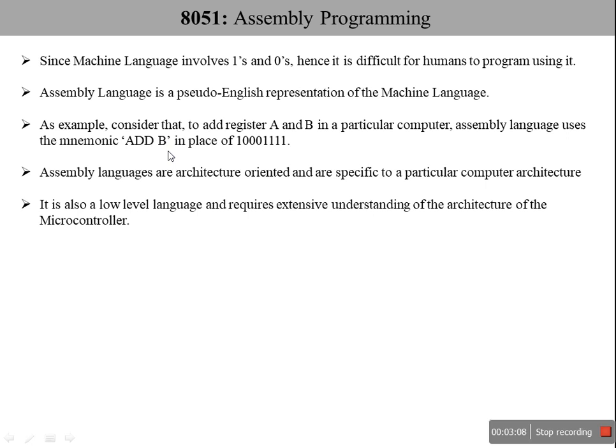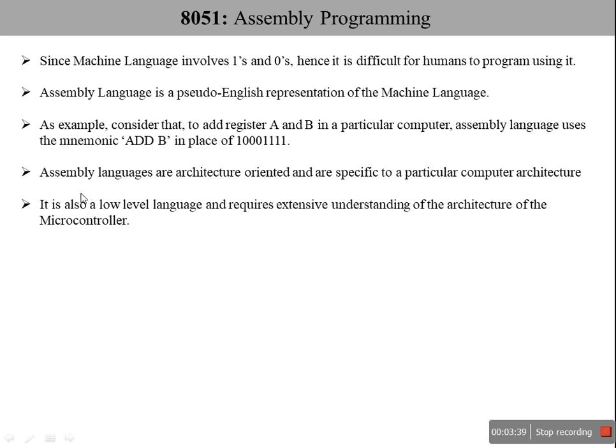Since it is difficult to remember and program using machine language, although machine language is the fastest with respect to execution, the difficulty is that it is hard to write an application using machine language, as we have to remember what set of ones and zeros is meant for what particular operation. Hence, instead of this set of ones and zeros, we replace it with a mnemonic.